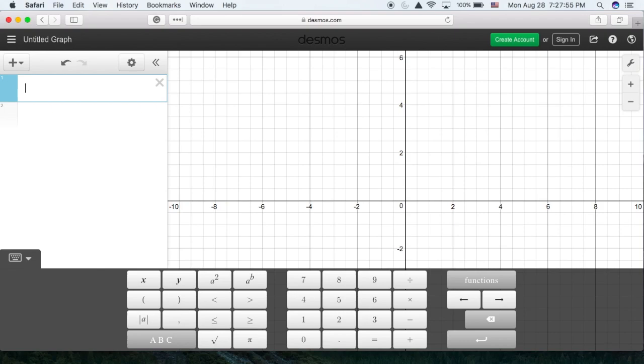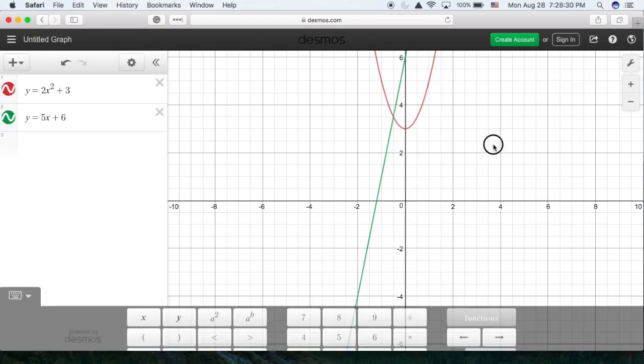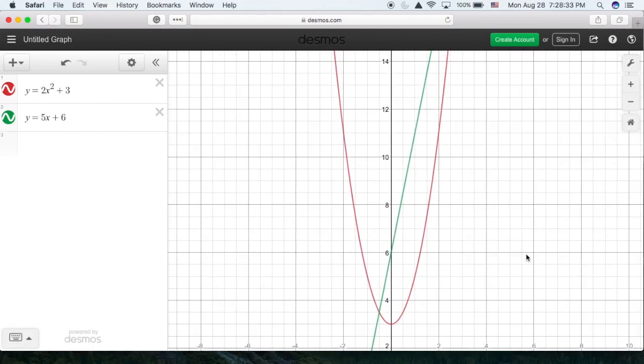Another thing we could do is we can actually use the graph to solve equations and inequalities. So like y equals 2x squared plus 3. And then we have the other function y equals 5x plus 6. And let me move my graph so we can actually see things here.